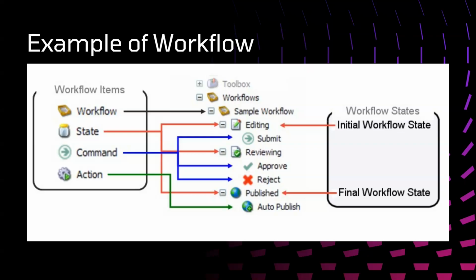So for example, here in editing, we have the submit command. So whenever this command gets executed, it would move to reviewing state. In reviewing, we have approve and reject. So if we click on approve, it will go to the next state, that is published. And if you click on reject, it would go to the previous state, that is editing.